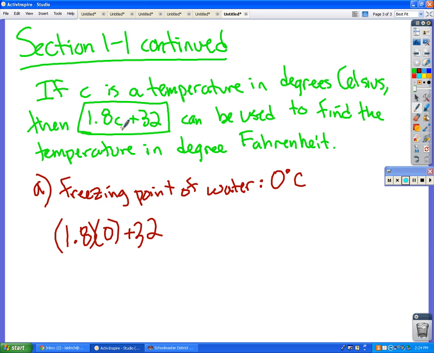So what is 1.8 times 0? 0. And then 0 plus 32 is what? 32. So what's the freezing point of water in Fahrenheit? 32 degrees. Okay, so that was a pretty easy one. Let's do another one. Like I said, the boiling point of water in Celsius is 100 degrees, and that makes it a nice, easy scale to use.